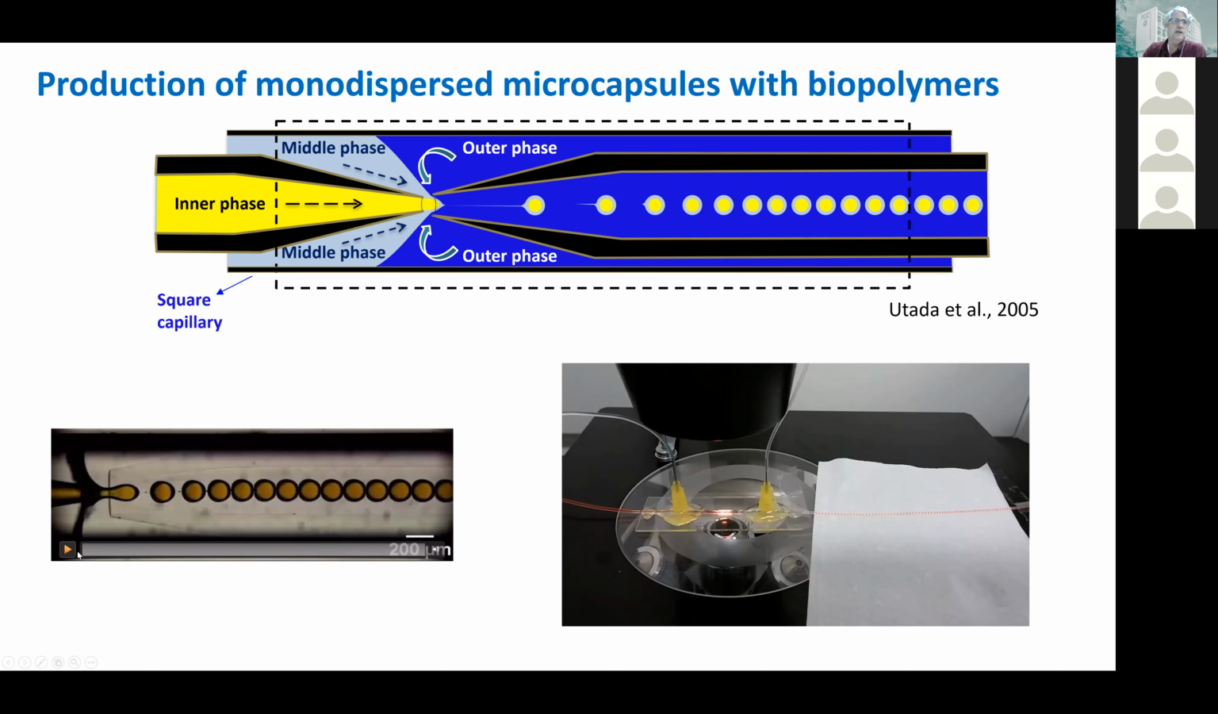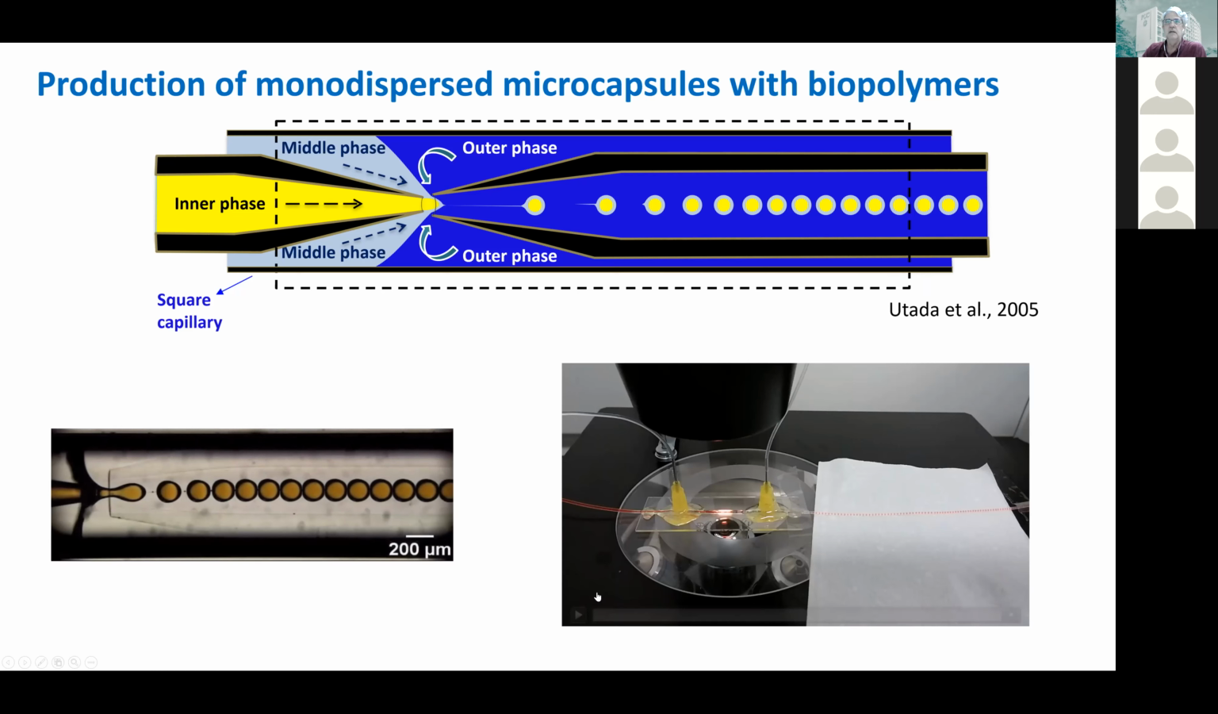So here's just a video of the producing process. You have to have the right conditions in order to get to this dripping flow regime. You can see that all the double emulsions are all the same size. So it's a very monodispersed system, so it's easy to control the properties.